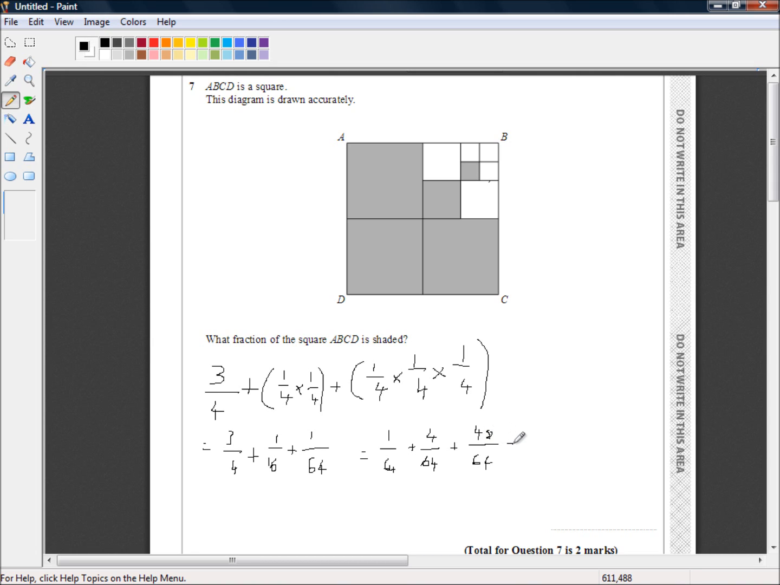And now we need to just add these together. It's all going to be over 64. So we're adding 1/64 plus 4/64 plus 48/64. Well, 48 plus 1 is 49. 49 plus 4 is 53. And there is our answer. 53/64 of this square is shaded.